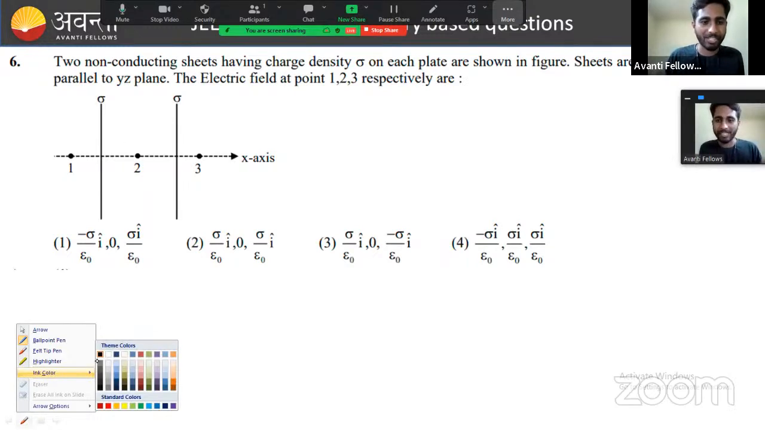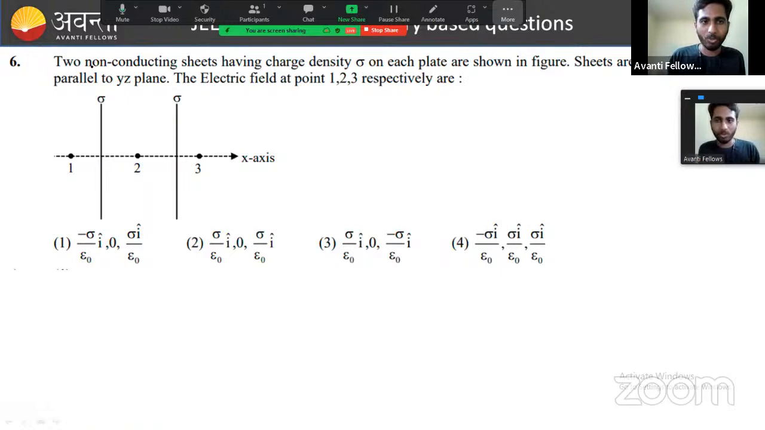Look at this question. Two non-conducting sheets, carefully guys. Two non-conducting sheets having a charge density sigma. This is a sheet having charge density, charge per unit area. Charge density on each plate is shown in the figure. Sheets are parallel to the YZ plane. And the electric field at the points 1, 2, 3 respectively. Means we have to calculate the value of electric field at 1, 2, 3.